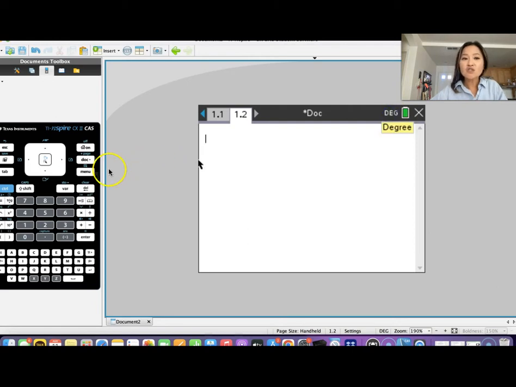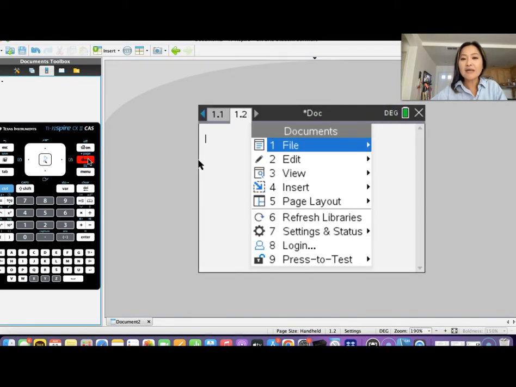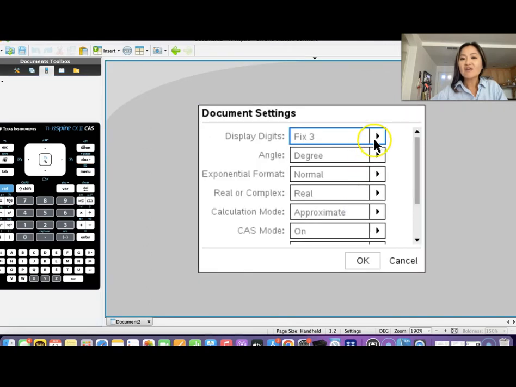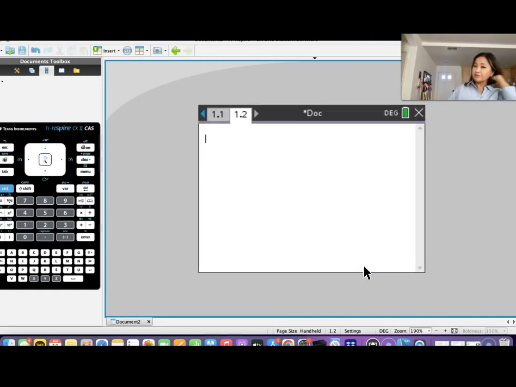If you can't, you just have to go to menu, just kidding, document, and go to save settings and document setting. And I like to have it as fixed 3 for now. And here, the calculation mode, I just put it as approximate because I want decimal values up to fixed 3. So thousandths position, okay? So it goes 10th, 100th, and 1000th, 3 spaces after the decimal, 3 values, okay?